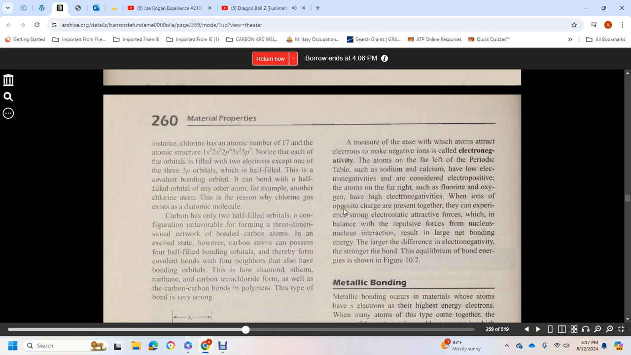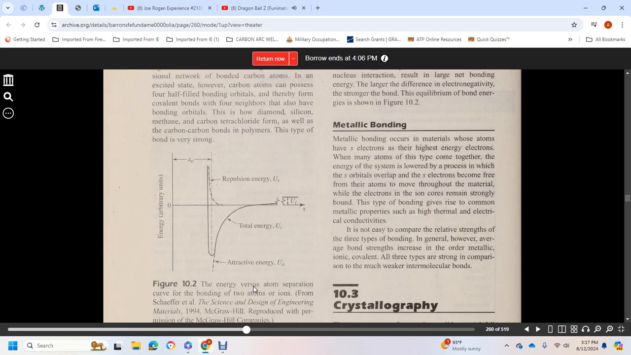Carbon has 2 half-filled orbitals in its ground state, a configuration unfavorable for forming a 3-dimensional network of bonded carbon atoms. However, in an excited state the carbon atom can possess 4 half-filled bonding orbitals. Therefore, by forming covalent bonds, 4 neighbors also have bonding orbitals. This is how diamond, silicon, methane, carbon tetrachloride form, as well as carbon-carbon bonds in polymers. This type of bond is very strong.